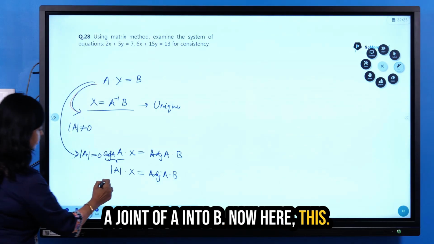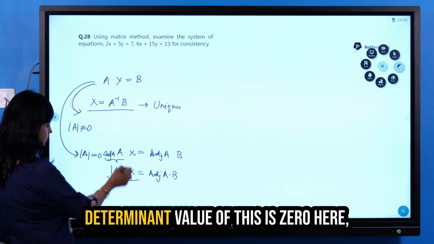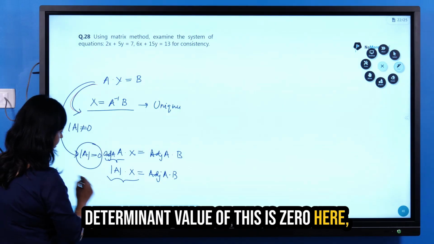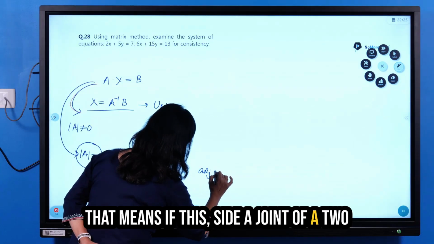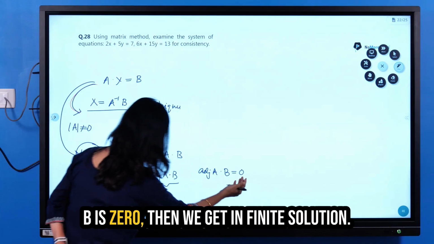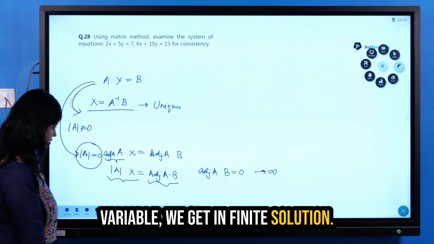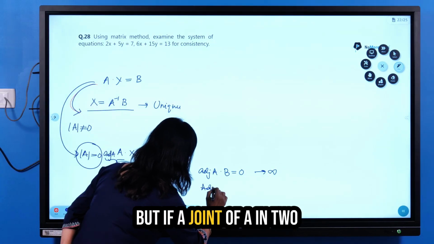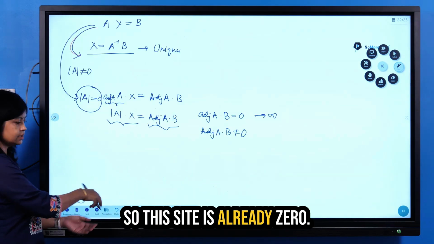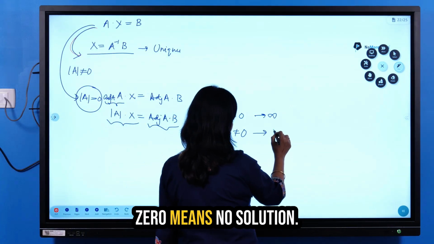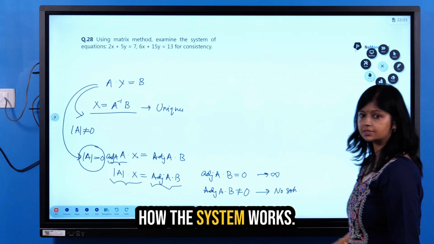Now here, this side of the equation we know is going to be 0 because the determinant value of A is 0 here. That means if adjoint of A into B is 0, then we get infinite solutions. Whatever be the value of the variable, we get infinite solutions. But if adjoint of A into B is not equal to 0, so this side is already 0, this side is not equal to 0, it means no solution. So a quick recap of how the system works.